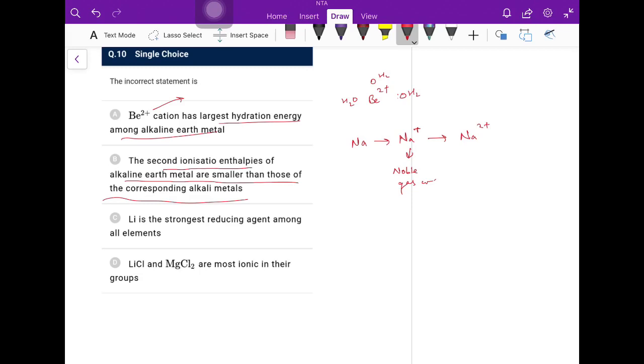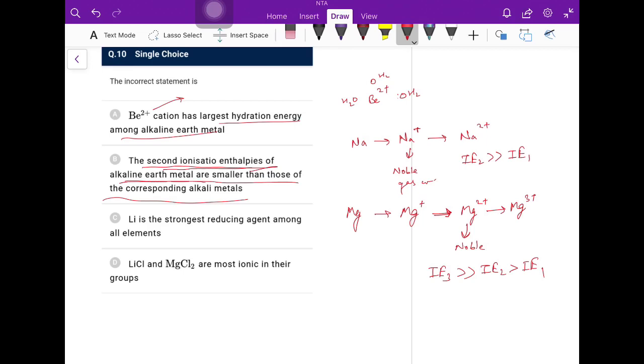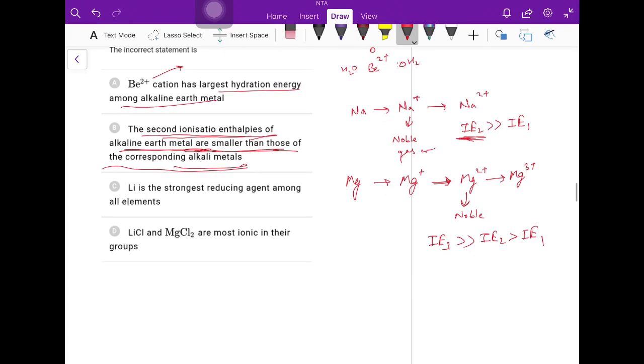So what happens here is IE2 becomes greater than IE1, but this is not the case with magnesium. Magnesium to Mg+ is easy. Mg2+ is a bit difficult, but not very much. But making Mg3+ is difficult because Mg2+ has acquired noble gas configuration, and here IE3 is very much greater than IE2. The jump is observed here, and IE2 is greater than IE1. So the second ionization enthalpies of alkaline earth metals are smaller than those of the corresponding alkali metals. This is the correct statement, because here ionization energy increases very much. So this is again the correct statement.